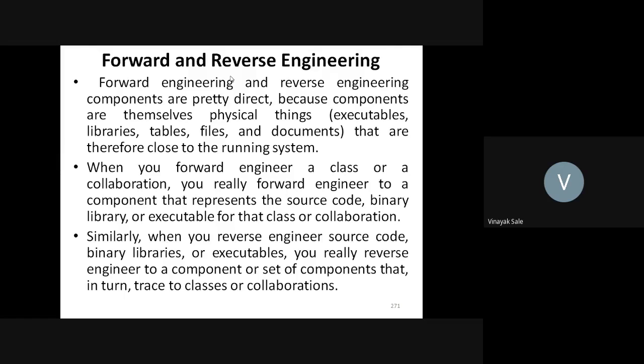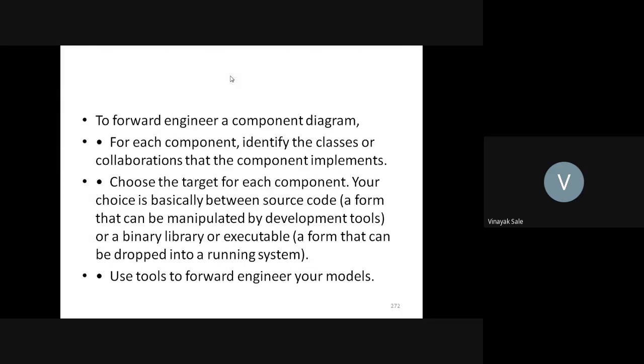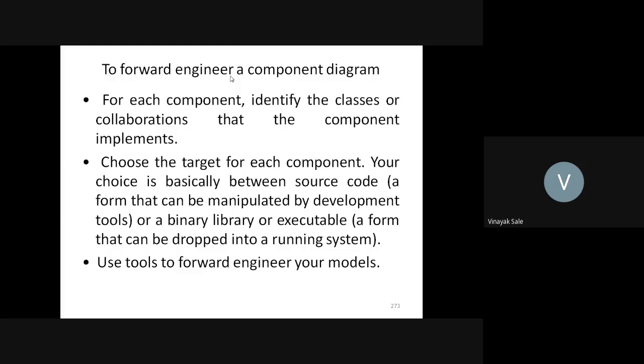Similarly, when you reverse engineer source code, binary libraries or executables, you really reverse engineer to a component or set of components that in turn trace to classes or collaborations. So to forward engineer a component diagram, for each component, identify the classes or collaborations that the component implements. Select the target for each component, a source code or binary library or executable file. Then use tools to forward engineer your models.